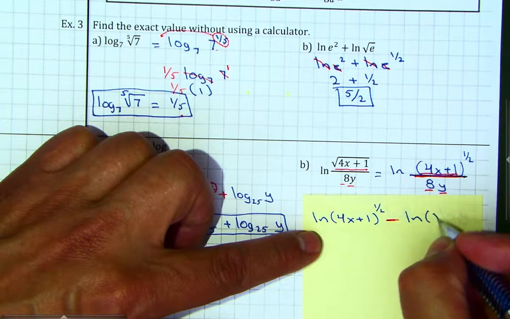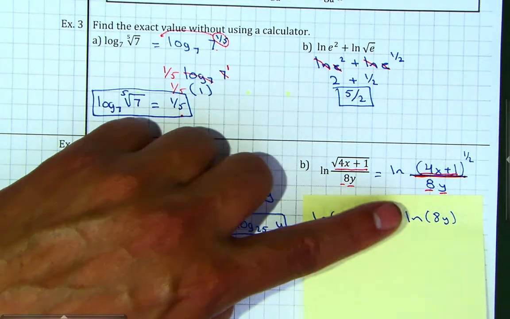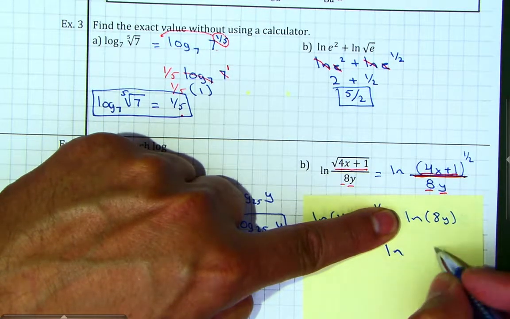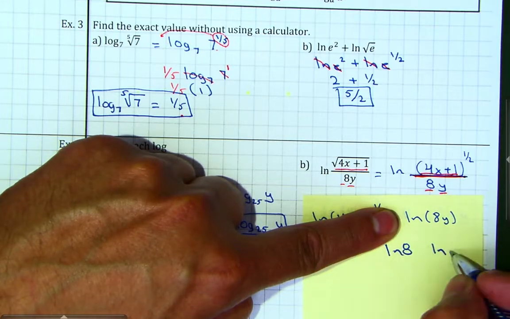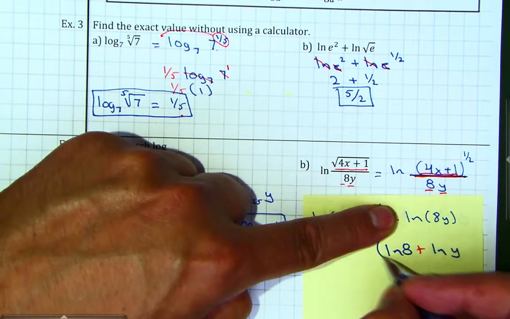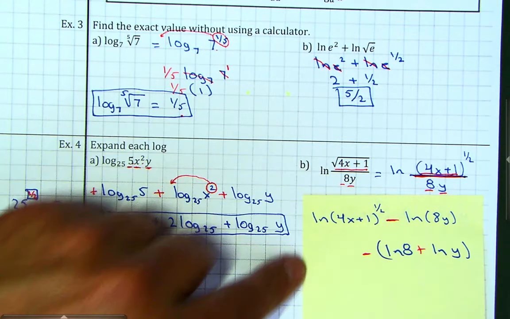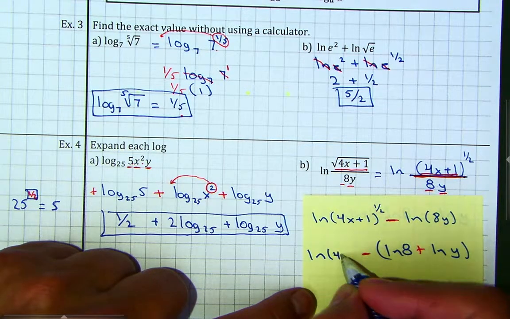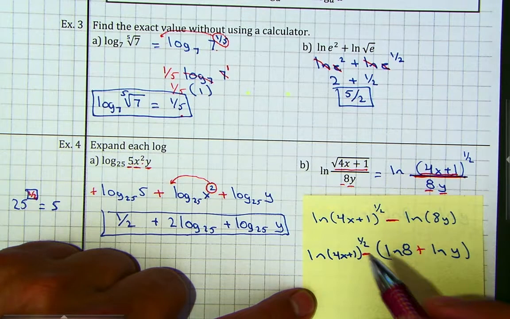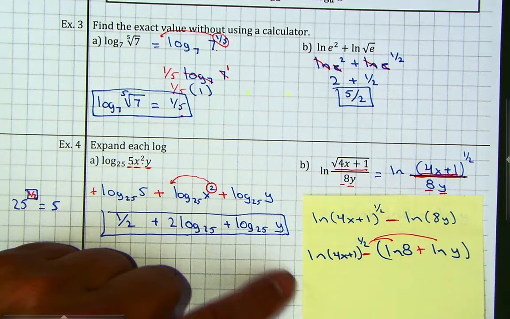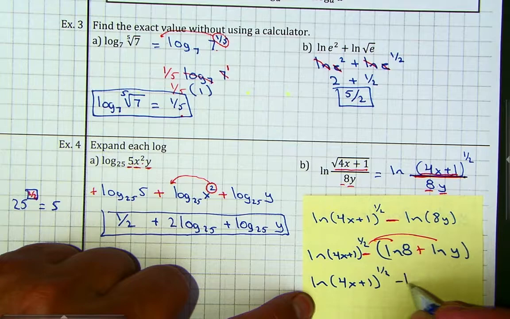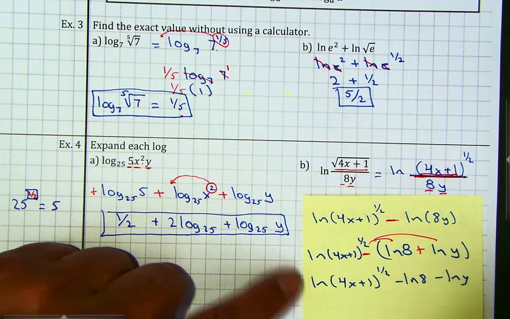ln of 8y. Now I'm going to separate those two. They're multiplying, so I'm going to have 2 logs, 2 natural logs, one with an 8, one with a y, because there's a multiplication will be a plus in between. Now I still have this within parentheses, my minus here, and my ln of 4x plus 1. And now I can use the distributive property to multiply it out. And I end up with ln of 4x plus 1 to the 1/2 minus ln of 8 minus ln of y, which is the same that we have here.